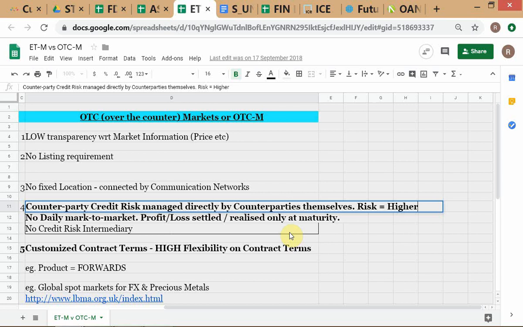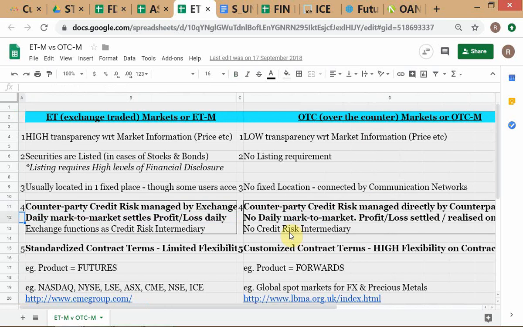The two counterparties, CBA Sydney and Wells Fargo LA, are on the hook. If the other guy defaults, they are on the hook themselves. They can't go anywhere else. Is this clear? So this is the first important property of OTC markets. It operates like a network. So risk is higher. Obviously on the other side, in ETM we are going to write risk is lower. So obviously this property will not exist in ETM. The situation in ETM is going to be something different. So this is the point, that counterparty credit risk is managed directly by the counterparties themselves. This is exactly what you need to understand. This file is in your folder.